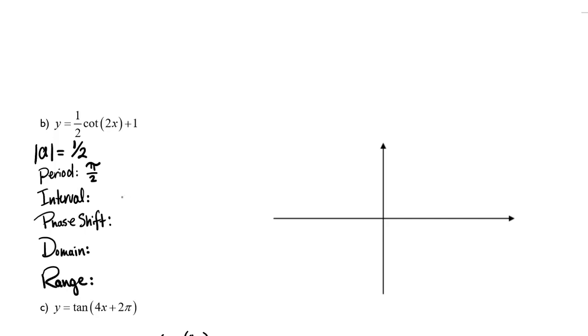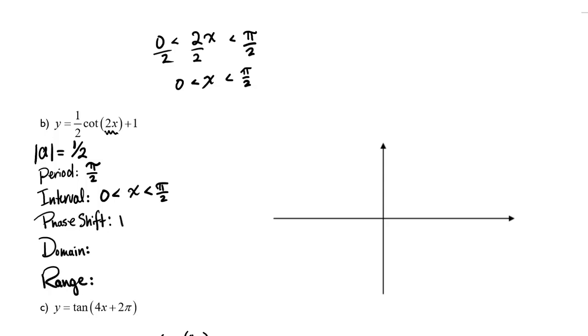The interval will be found by taking a standard cotangent period, which is on the interval from 0 to pi, and put 2x in between, and then solve for x. So we'll divide everything by 2, and we get x is between 0 and pi over 2. So our interval is between 0 and pi over 2.